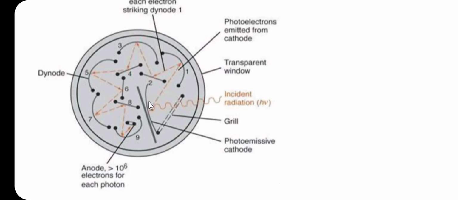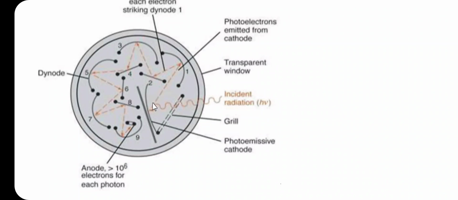Most photomultiplier tubes have 9 diodes, as we discussed: 1, 2, 3, 4, 5, 6, 7, 8, 9. A diode is an electrode coated with cesium. The inner side of the diode is coated with cesium, which emits several electrons; 2 to 5 electrons are ejected from the inner surface of the diode for each electron striking its surface.